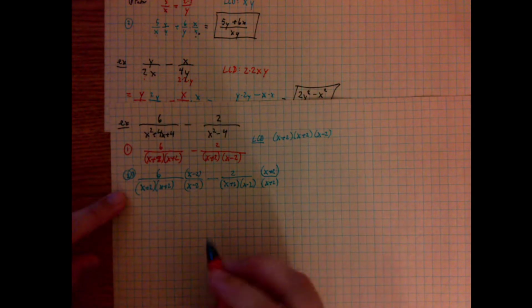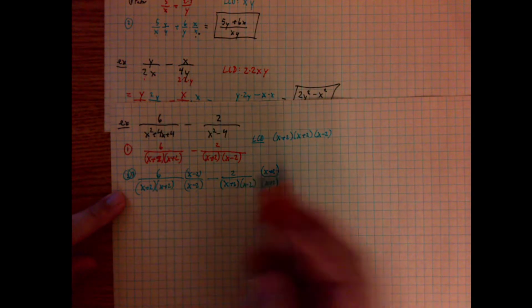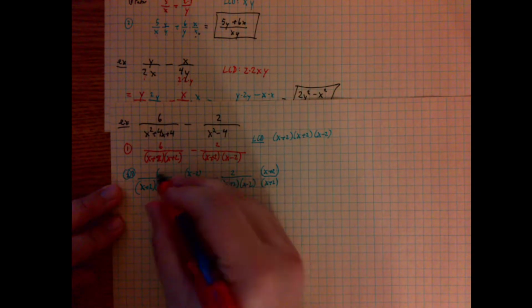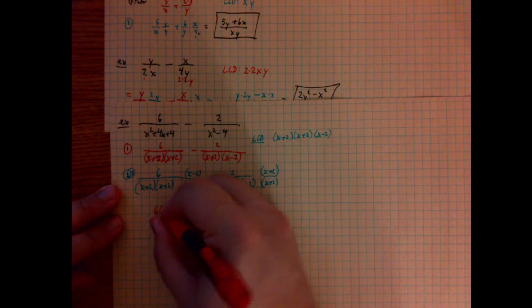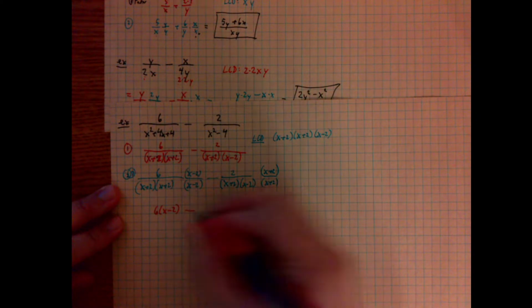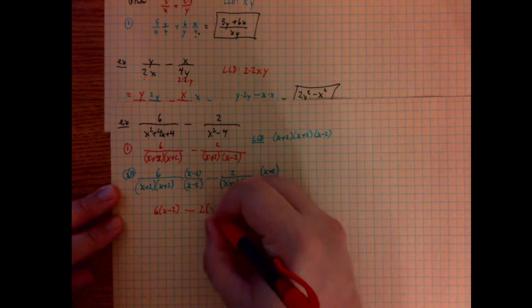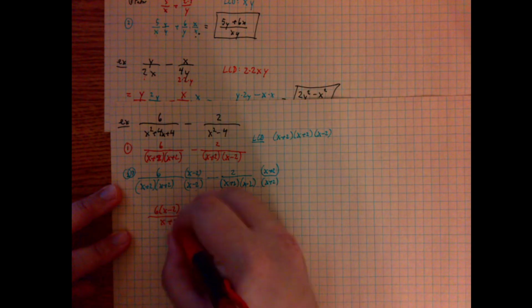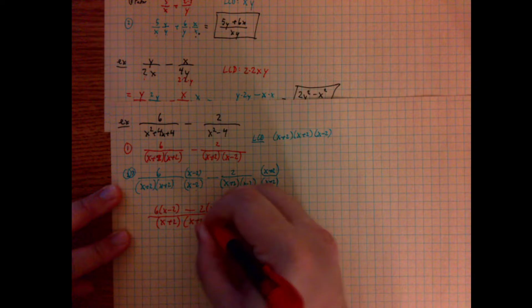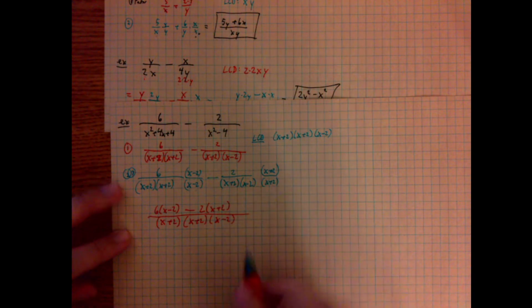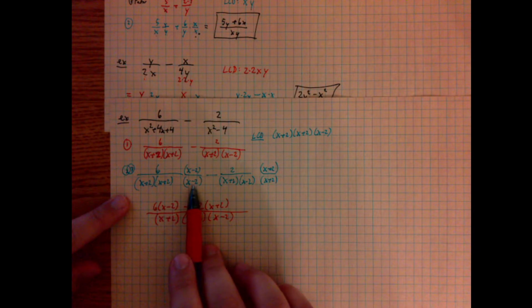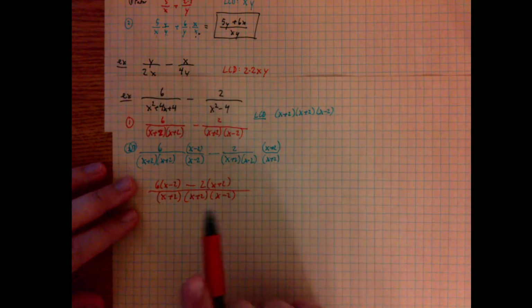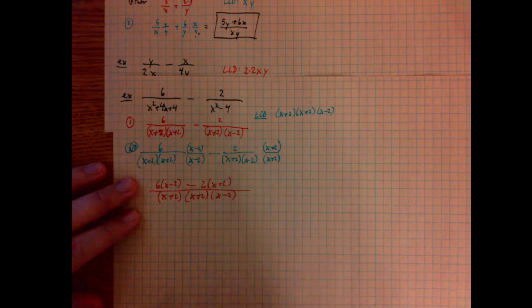Now that I'm here, I'm going to take my next step, which is going to be to actually distribute and then start subtracting. So 6 times x minus 2 is 6x minus 12, and 2 times x plus 2 would be 2x plus 4. On bottom, I have x plus 2 times x plus 2 times x minus 2. I can put these in any order. I chose to go with the first order because it's matched to my least common denominator. It doesn't matter that much. Just make sure you get all three pieces because this is what's important.